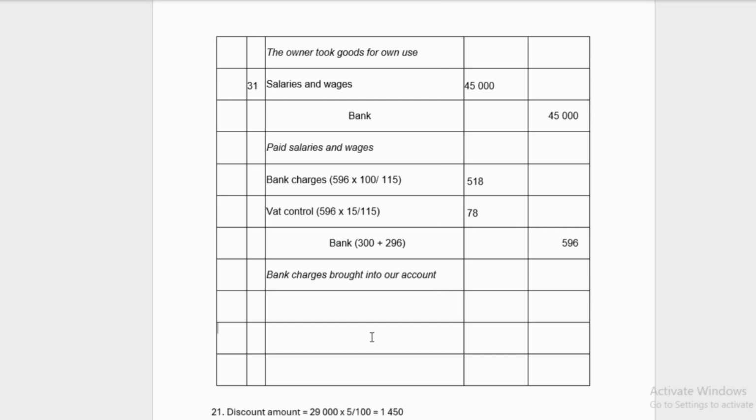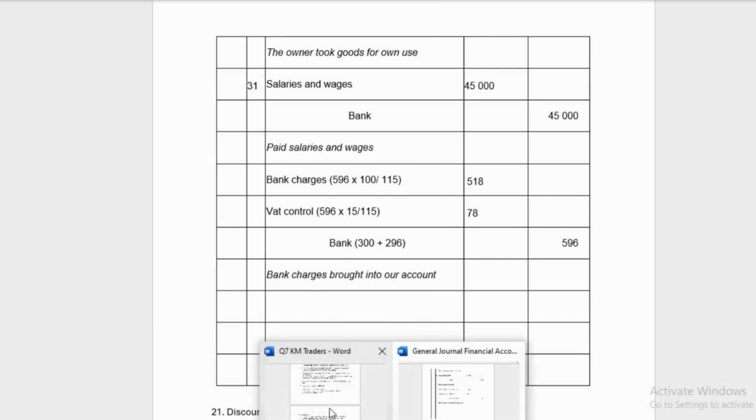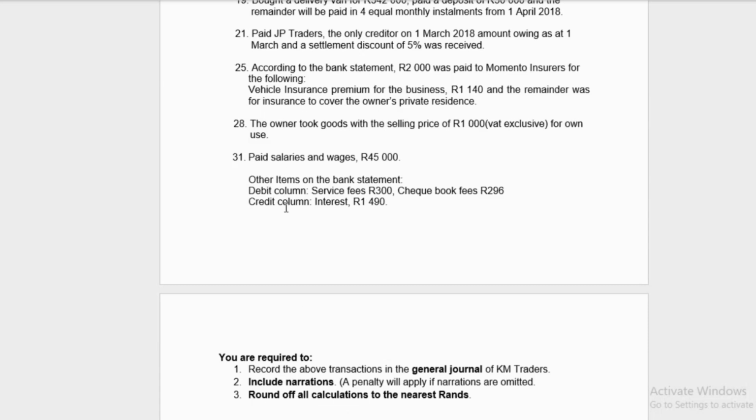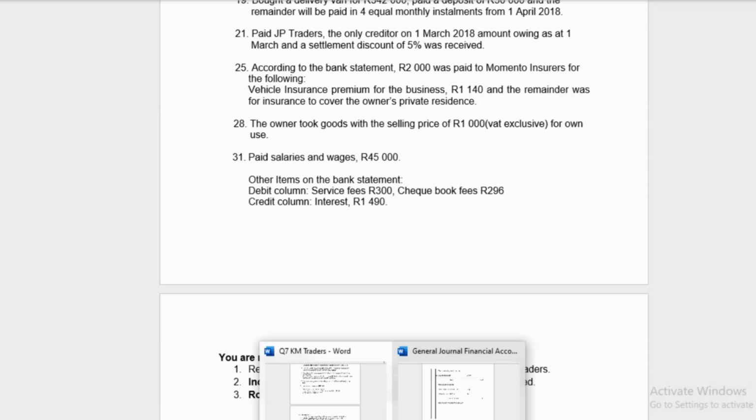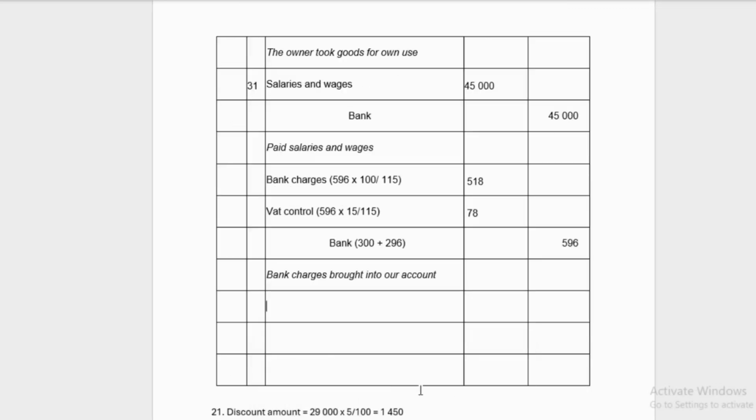Okay, and then we have to record for that. Let's see, what does it say, this transaction? They say credit column interest. So it means we receive the interest. Credit column in our bank statement indicates an income. So it means we have received interest maybe from our investment, right? So how do we record this transaction of receiving interest? We're going to debit bank because we are receiving money right there, and credit our interest income or interest received.